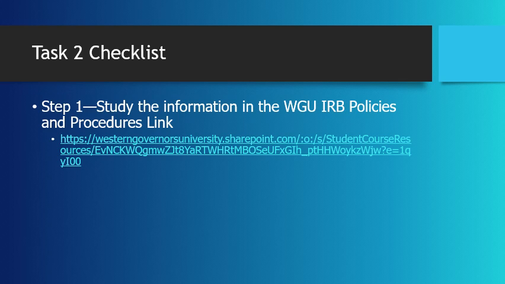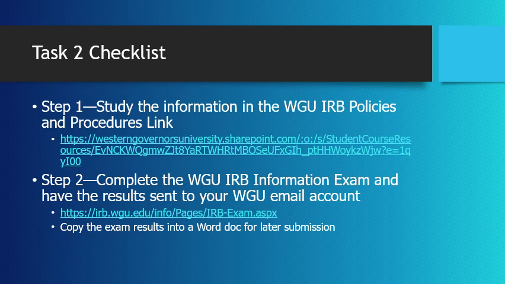So step 1, study the information in the IRB policies and procedures link and take the exam. Be sure to have the results sent to your WGU email account. Once you get that email, copy the exam results into a Word document because it's that Word document you will submit as part of Task 2.